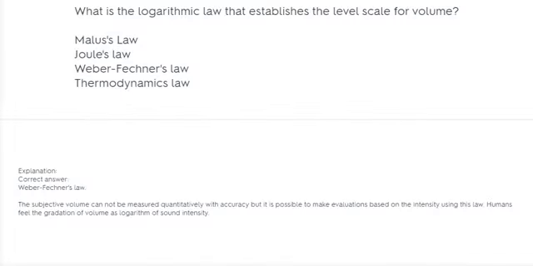What is the logarithmic law that establishes the level scale for volume? Malus's law, Joule's law, Weber-Fechner's law, thermodynamics law. Explanation. Correct answer: Weber-Fechner's law. The subjective volume cannot be measured quantitatively with accuracy, but it is possible to make evaluations based on the intensity using this law. Humans feel the gradation of volume as the logarithm of sound intensity.